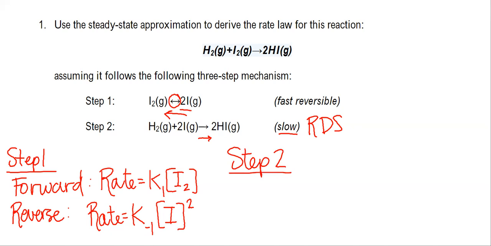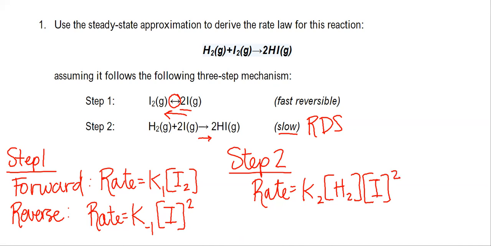So then in step 2, there's only 1, which is nice. And so the step 2 rate law in the forward direction would be rate is equal to K, and I'm just labeling it K2 so that we know it's from step 2, times the concentration of H2 times I to the second order.